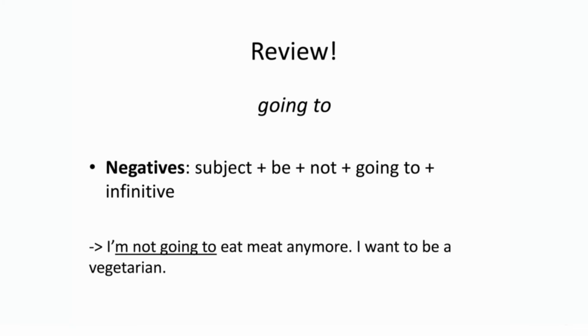And to make negative sentences with going to, we follow the pattern subject plus be in the present tense, plus not, plus going to, plus the infinitive. I'm not going to eat meat anymore. I want to be a vegetarian. Remember, in this construction, we can contract the auxiliary verb be with the subject.